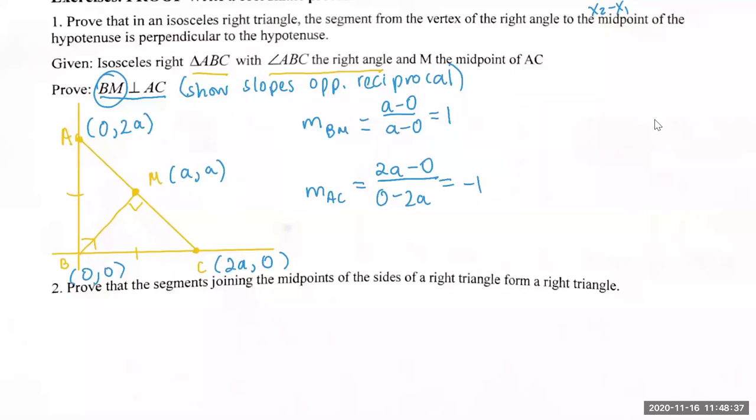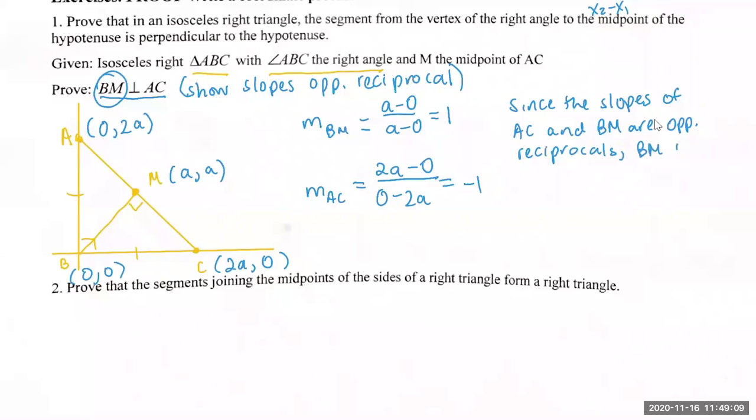Okay, yes, they are. So this is one way we generalized everything, and we're able to show that they're opposite reciprocals of each other. Okay, the reciprocal of 1 is 1, and then opposite being opposite in signs. So how we would summarize this is, since the slopes of AC and BM are opposite reciprocals, our conclusion would be that BM is perpendicular to AC.